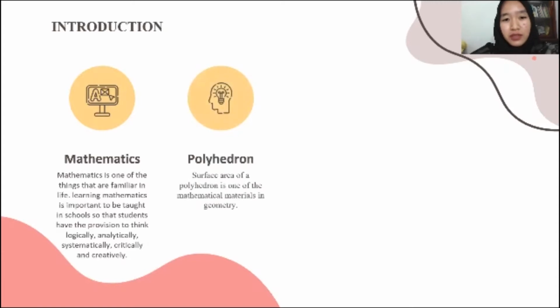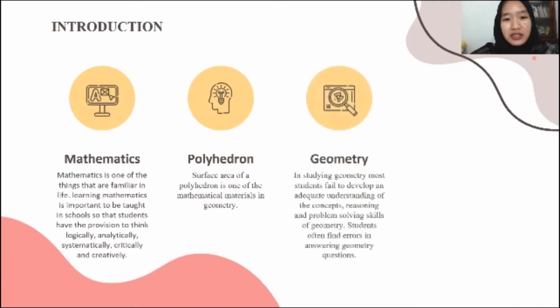Surface area of polyhedron is one of the mathematical materials in geometry. In studying geometry, most students fail to develop an accurate understanding of the concept, reasoning, and problem-solving skill of geometry. Therefore, it is necessary to analyze student error in answering geometry questions in order to evaluate geometry learning to improve student abilities in geometry.